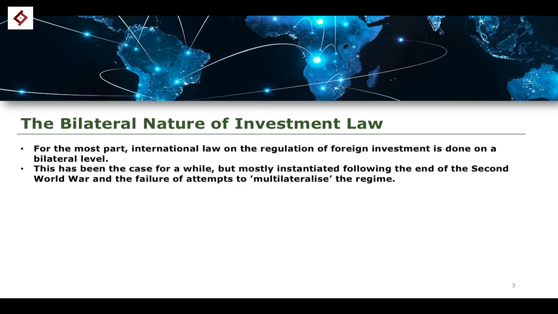And so this has been the case for a while, essentially. There have been attempts to multilateralize the regime, to create a more multilateral agreement on investment. Following the end of the Second World War, for example, there was the introduction of the Havana Charter for the International Trade Organization, one of the provisions of which, Article 12, specifically Articles 11 and 12 to an extent, had substantive rules on the regulation of foreign investment. The aim here was to create a WTO-style agreement following the end of the Second World War, but of course this never materialized. It didn't materialize for a number of reasons.